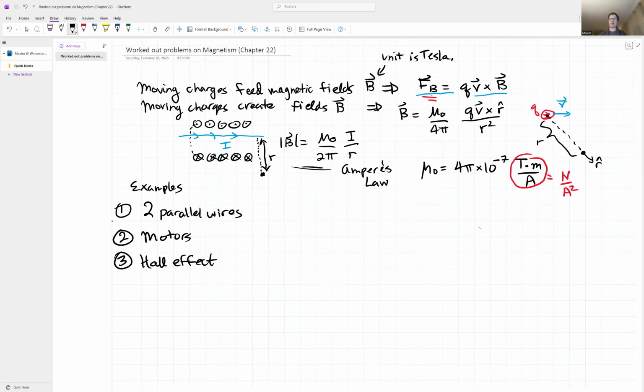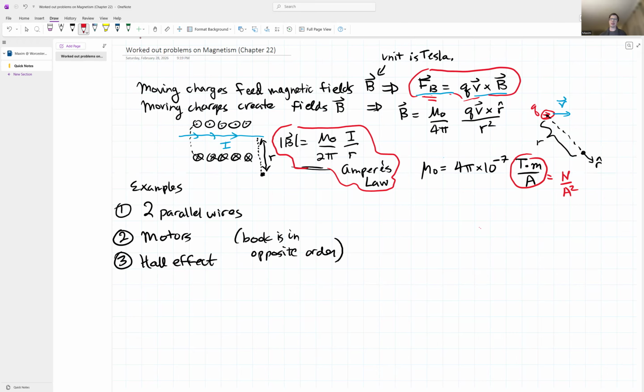We're actually going to do these in opposite order of the book. In the book, the Hall effect is first. So the book is in opposite order. But it's okay. All of these are just examples of the same concepts. The really main things to know are already here. It's that moving charges generate fields, and that moving charges also feel the fields. They experience a force when there's a magnetic field around.